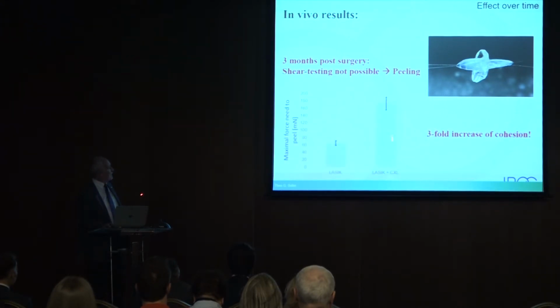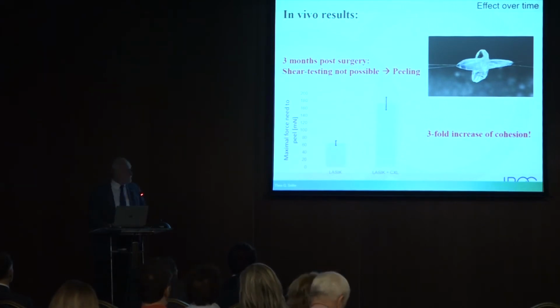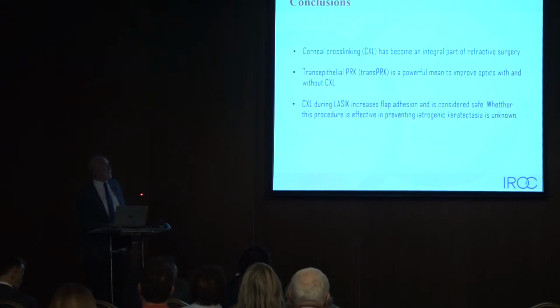Here we had a 3-fold increase in cohesion. So after cross-linking in the interface, it's really stiffer. It brings the flap back to its original underlying stroma, and the cohesion is stronger than before, even than non-operated. So in conclusion, cross-linking has become an integral part of refractive surgery.